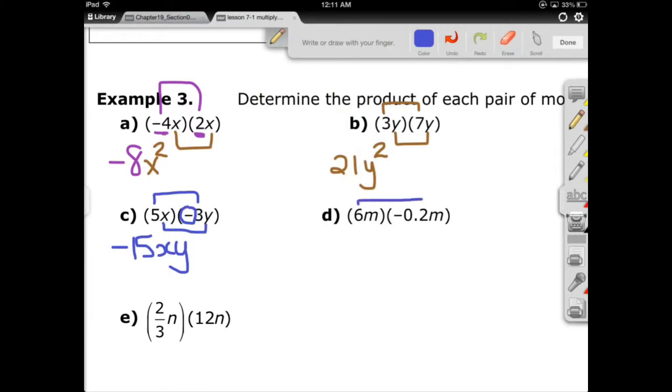6 times -0.2 is, well, 6 times 2 is 12. I think of that. And then there's one item behind the decimal. So here's a little trick. Write the number 12 and make sure that you have one item behind the decimal. m times m, m squared. And make sure that your answer is negative. Okay, that's multiplication. Got to be aware of that.